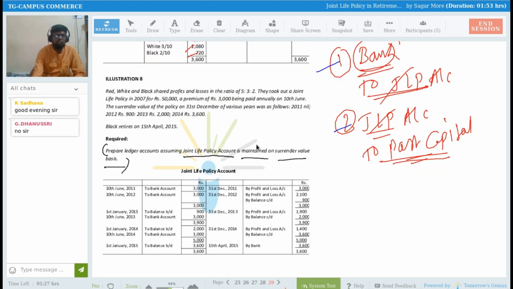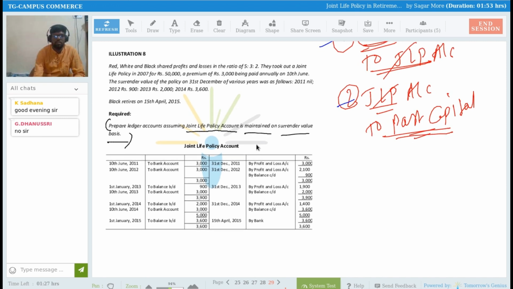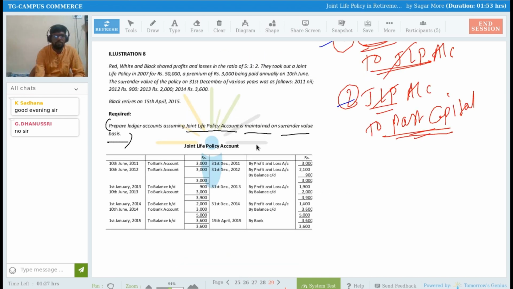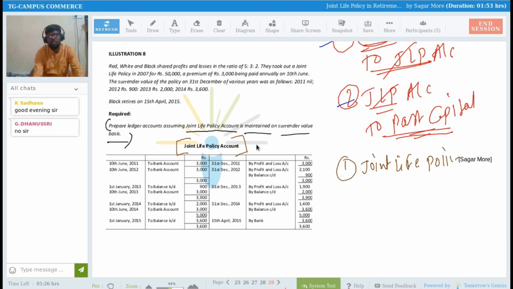If this is the difference, then what will change in your accounting entry? See here. Now you are not maintaining the joint life policy premium account, but you are maintaining the joint life policy account, right? So firstly, on 10th of June 2011, you have taken a policy, right? So what you are going to do here, sir, instead of debiting joint life policy premium account, you are going to debit joint life policy account, right?